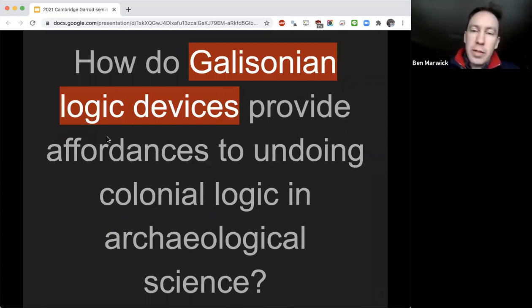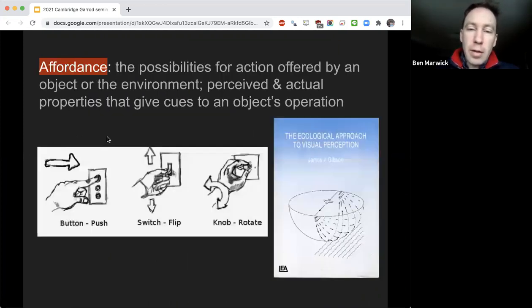Okay, so I'll spend a few minutes now trying to convince you that Galisonian logic devices, where we can identify their use in archaeology, and I believe it's pretty widespread, probably most of you are using something that we could argue is a Galisonian logic device rather than an image device. How do they provide affordances to undoing these colonial logics of elimination, accumulation, and commodification? Just to put us all on a similar grasp of what an affordance is, there are a couple of different definitions, and I've summarized two of them here.